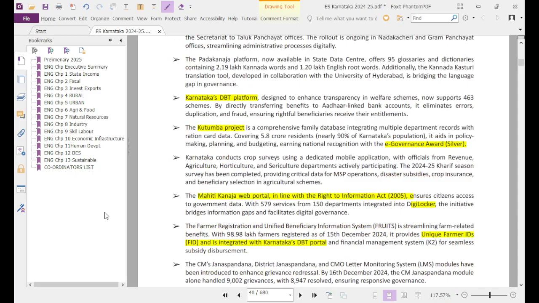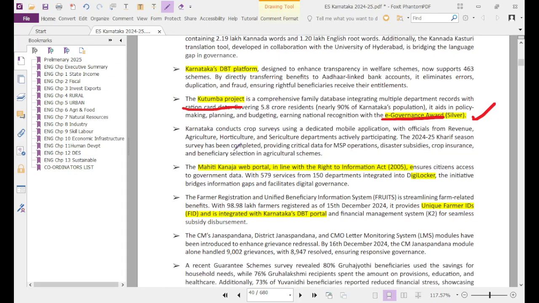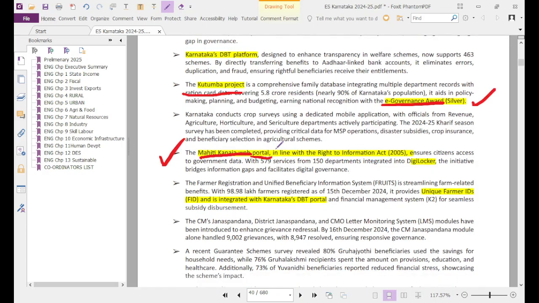There is the Kutumba project also for e-governance, which has won an award for covering all the family line records used for ration cards. The Mahiti Kanaja web portal is also there, which has been made under the RTI Act, the Right to Information Act, to help the public get the right information under the public delivery system.